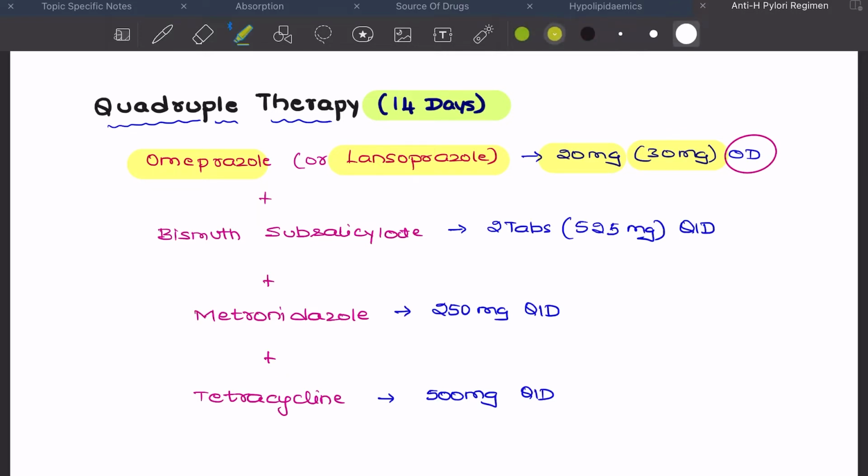Whereas other drugs under quadruple therapy include bismuth subsalicylate. Here 2 tablets of bismuth subsalicylate are used, which will consist of 525 milligram, that is 4 times a day. Along with that, there will be metronidazole 250 milligram 4 times daily and tetracycline 500 milligram 4 times daily. So this is about the quadruple therapy.